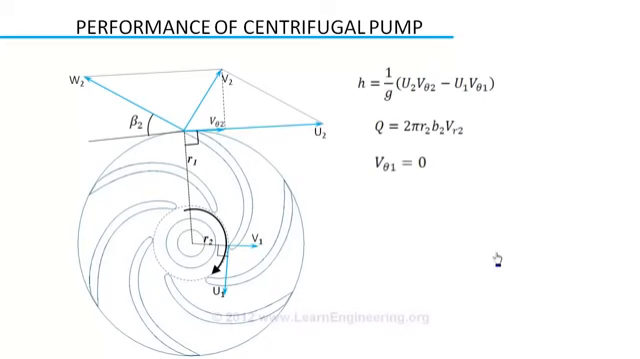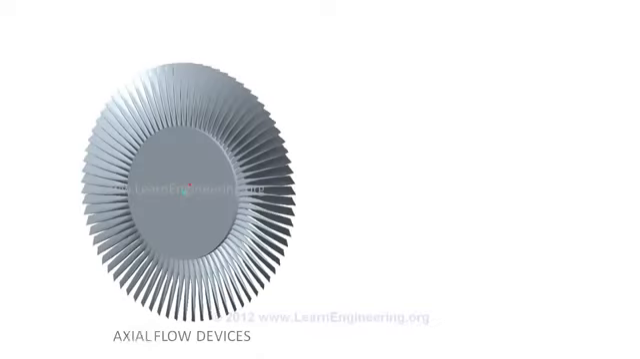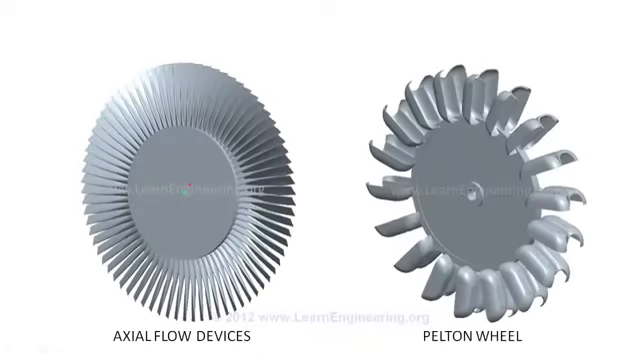So energy head developed by the pump simplifies like this. Blade angle can be easily derived like this. You can easily substitute a value for V theta using these two equations. Finally we get the most important performance equation of a centrifugal pump: how energy head is varied with flow rate. We can predict performance of an axial flow device, and Pelton wheel, using the same concepts we developed before. You can check it in the next video.